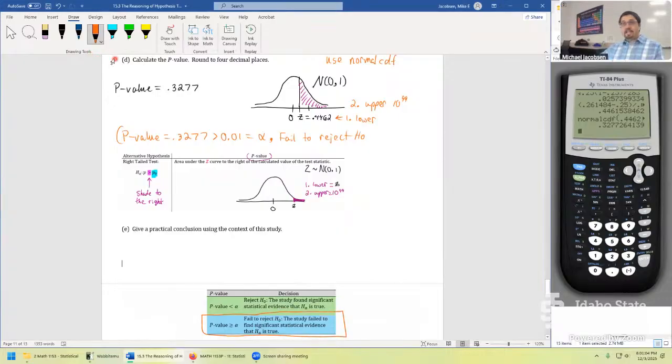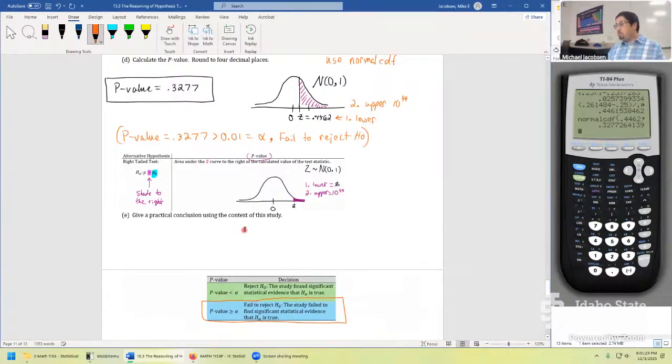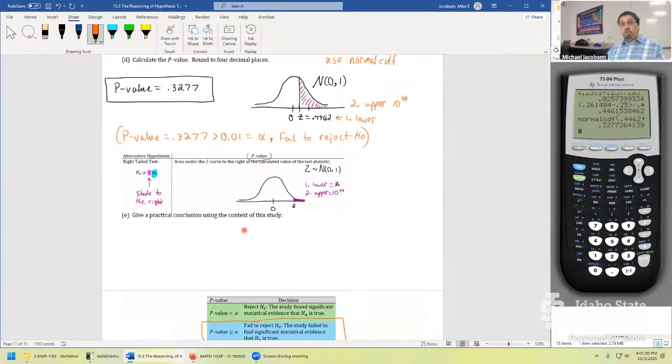So the answer to part D is just the p-value, 0.3277. Let's box that out to really emphasize it. And the answer to part E is not just fail to reject H naught. We have to write that out using the context of the problem in a practical way, much like with confidence intervals. So here's where we'll pull down what we said our parameter actually was and give that practical conclusion. Any questions at the moment, folks, on making the right decision, the first row versus the second?